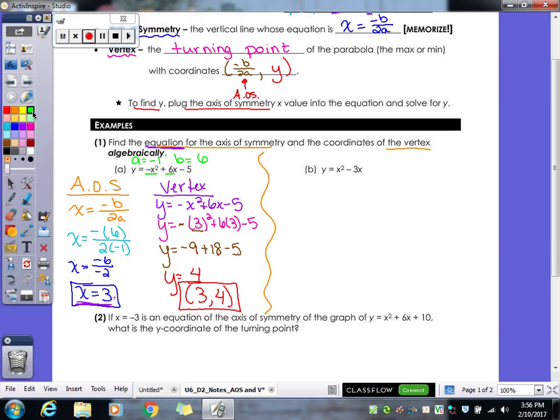So let's try this again. So finding axis of symmetry first. I'm going to start with writing my formula, x equals negative b over 2a.